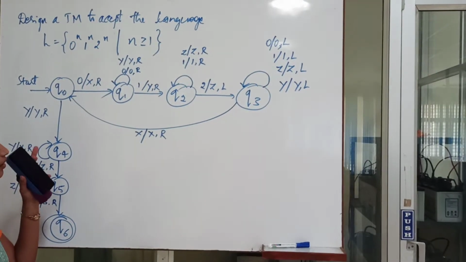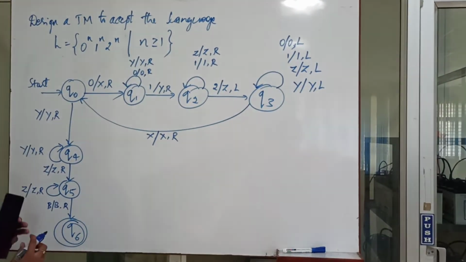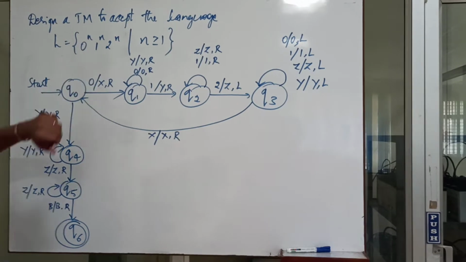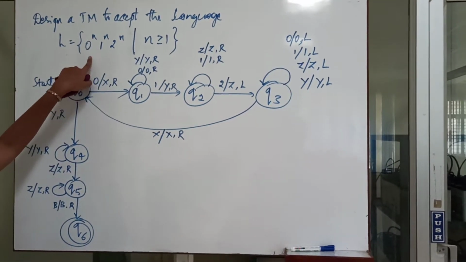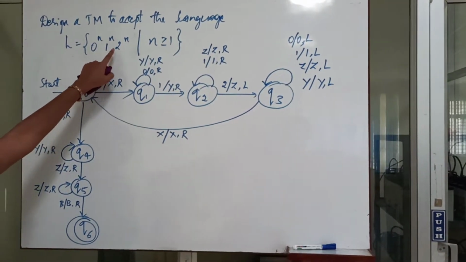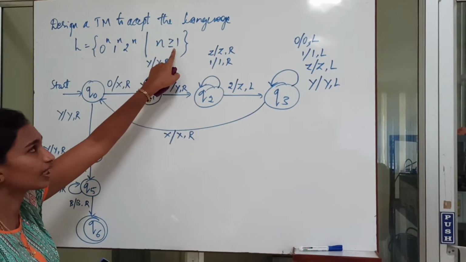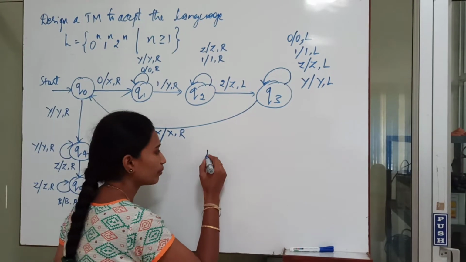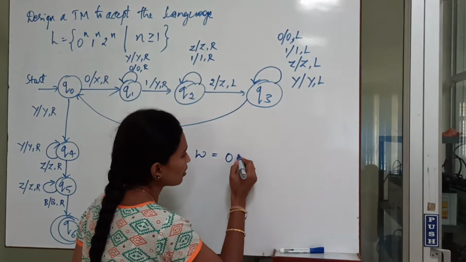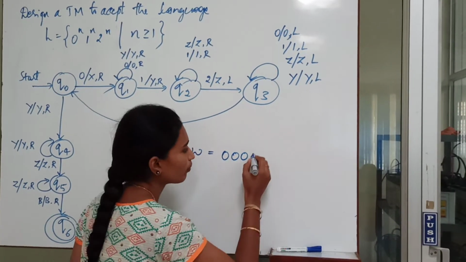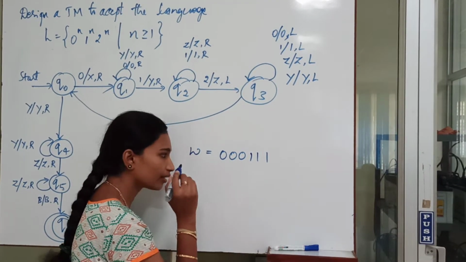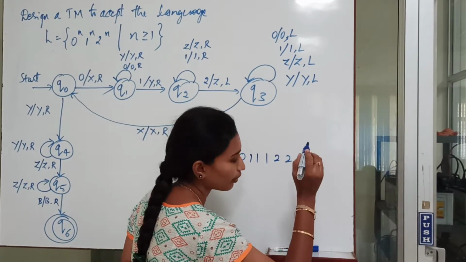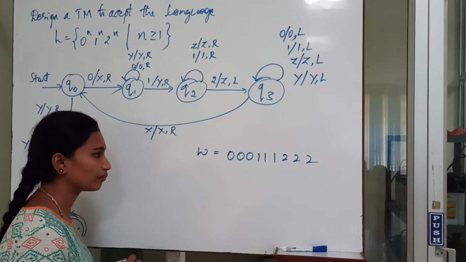Let us discuss the next example now. Design a Turing machine to accept the language L = 0^n 1^n 2^n such that n ≥ 1. For example, the given string is something like this: the number of zeros should be followed by the number of ones, which in turn should be followed by the number of twos. So now this is an example.